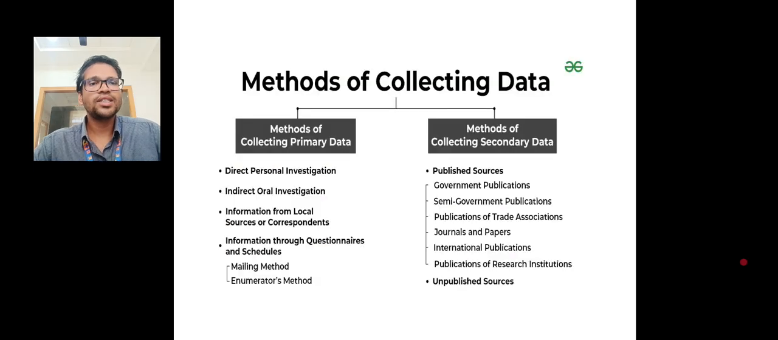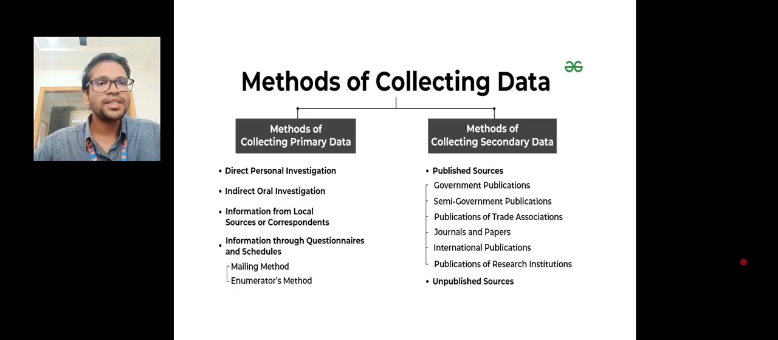Next we discuss methods of data collection. Here the data collection is classified into 2 types. One is primary, another one is secondary. Here primary means direct personal investigation, indirect oral investigation, then information from local sources, then information through questionnaires and schedules, or it can be classified into mailing methods or enumerators method.